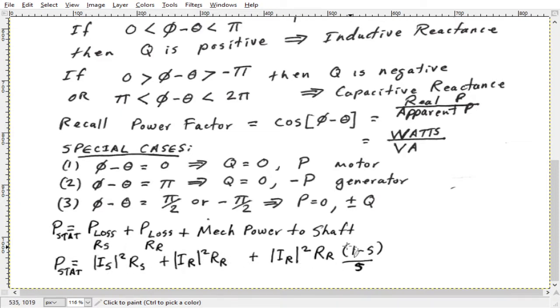So if we wanted to know what this was, we could go in and calculate the real part, which is easy to do, and subtract these two, and that would give us that power. Okay, so let's go in and do some calculations.